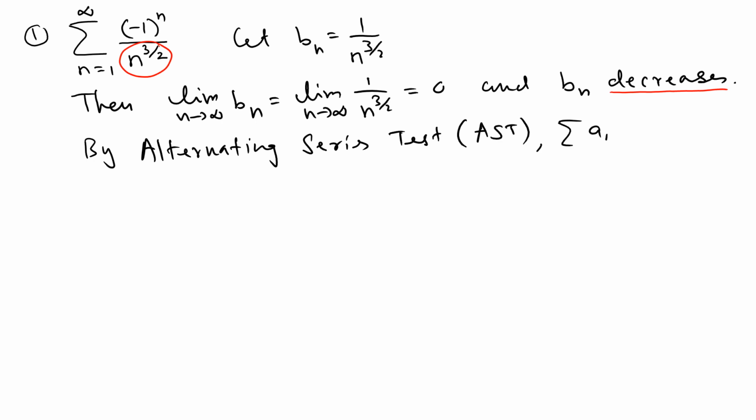the series sigma a_n, the original one, converges. And then there's another question. We can also check whether the series converges absolutely. That's the question, whether it converges absolutely.